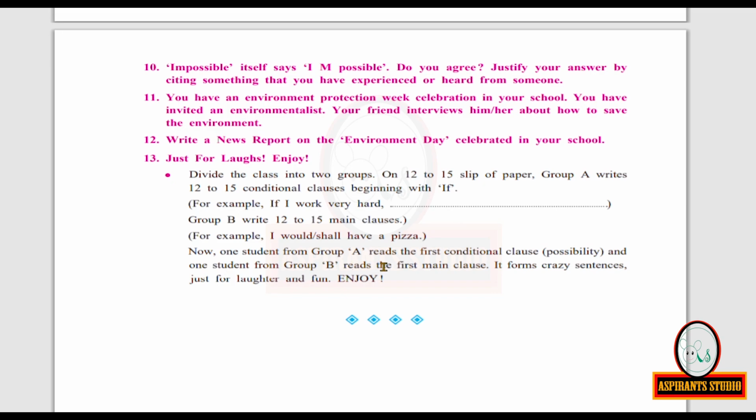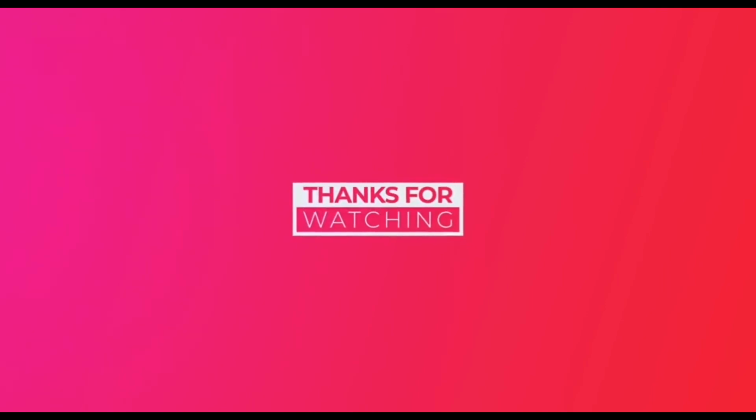Now, one student from group A reads the first conditional clause, that is the possibility, and one student from group B reads the first main clause. It forms crazy sentences just for laughter and fun. Enjoy.